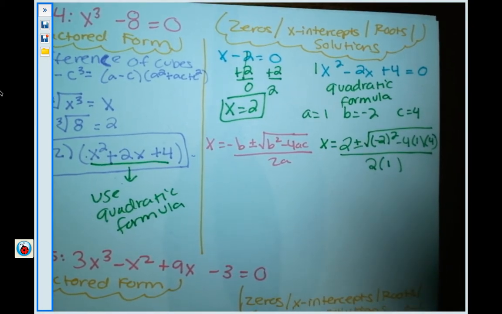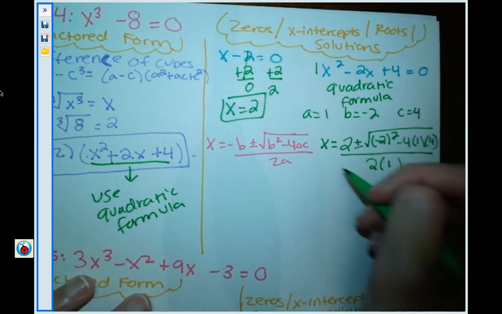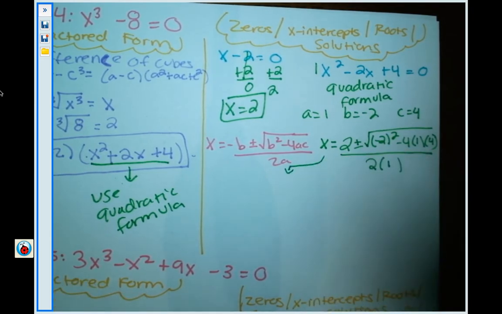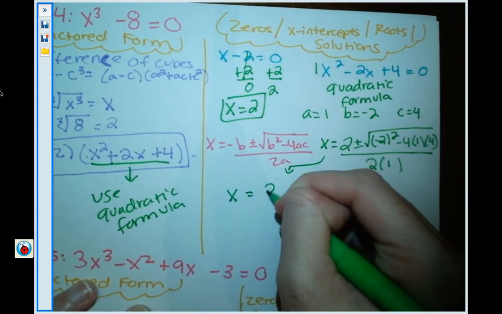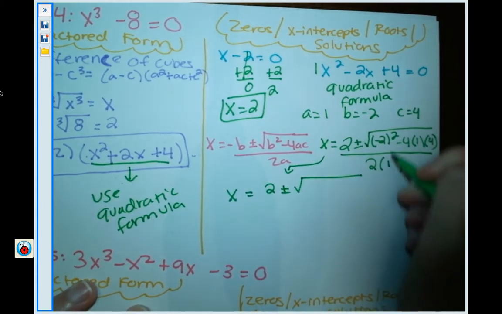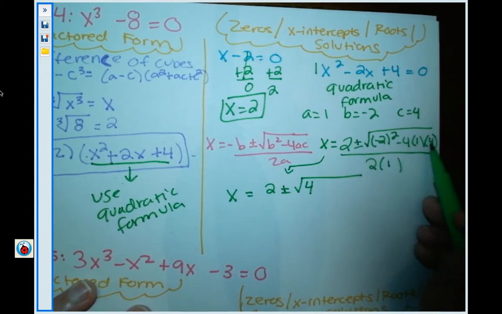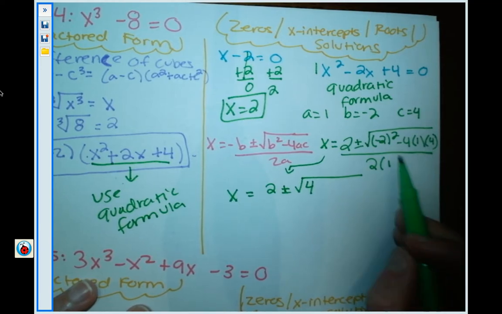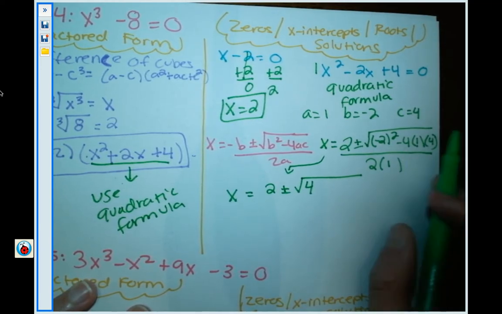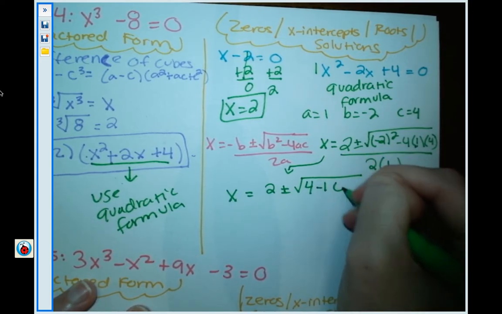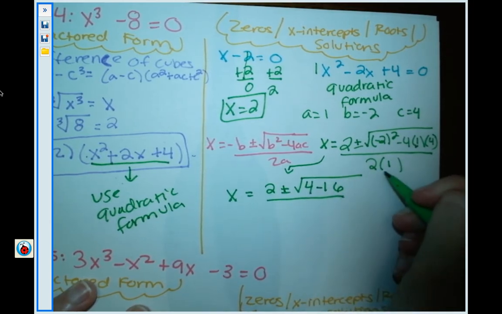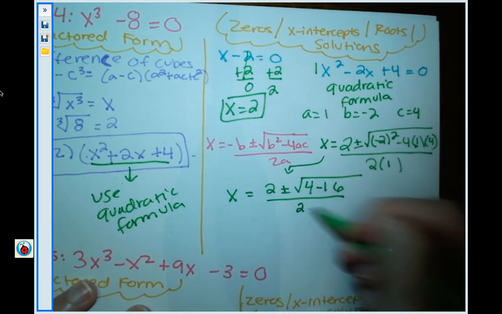Okay, guys, let's get going. I'm going to bring this over here so I have more space to work with. So you have x equals 2 plus or minus the square root of negative 2 squared. So negative 2 times negative 2 is 4. I'm going to multiply all this together, which remember you guys, the negative is attached to my 4. So it's negative 4 times 1, which is negative 4, and negative 4 times 4 is negative 16. And all over 2 times 1, which is 2.